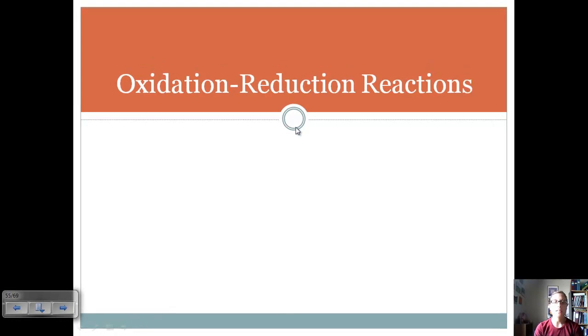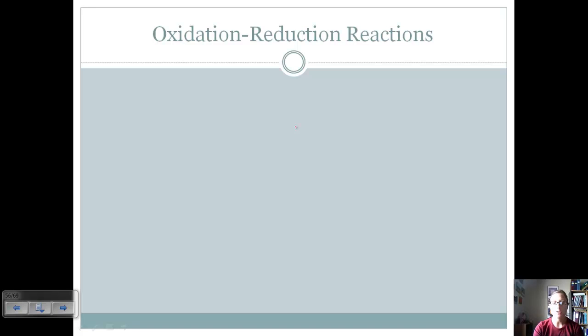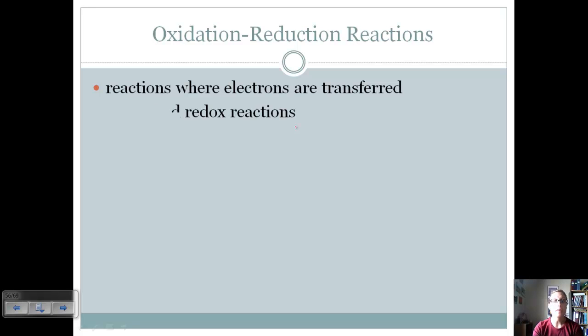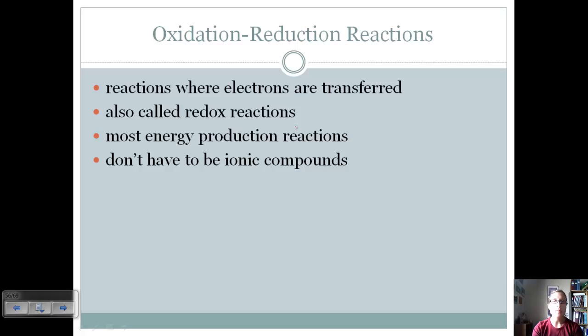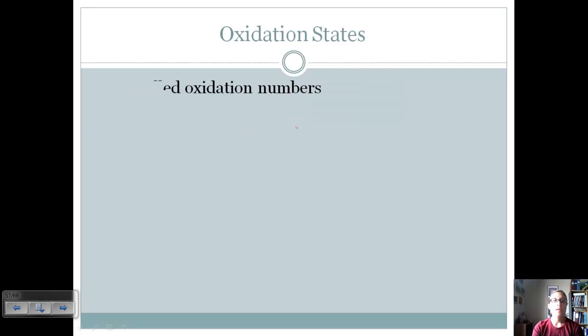Today we're going to discuss the last section of this unit, and we're going to talk about oxidation-reduction reactions. So first of all, oxidation-reduction reactions are reactions where electrons are transferred, and they're also called redox reactions. Most energy production reactions are of this type, and they don't have to be ionic compounds, they can be other things as well.